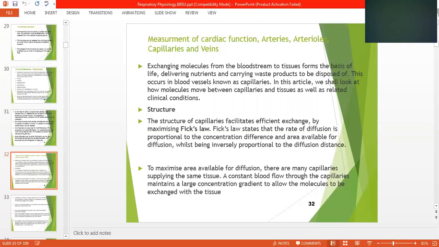Structure. The structure of capillaries facilitates efficient exchange by maximizing Fick's law. Fick's law states that the rate of diffusion is proportional to the concentration difference and the area available for diffusion, while being inversely proportional to the diffusion distance.